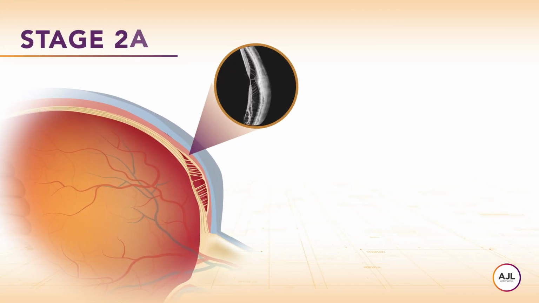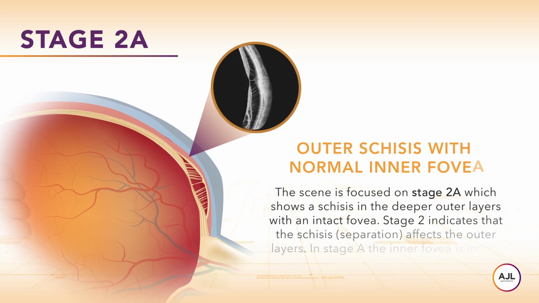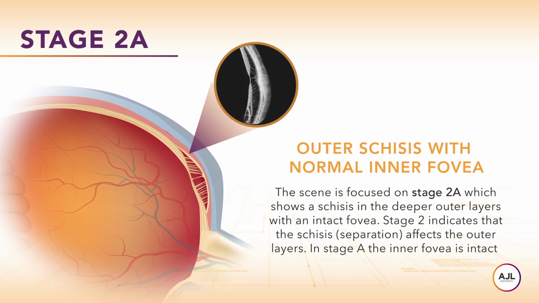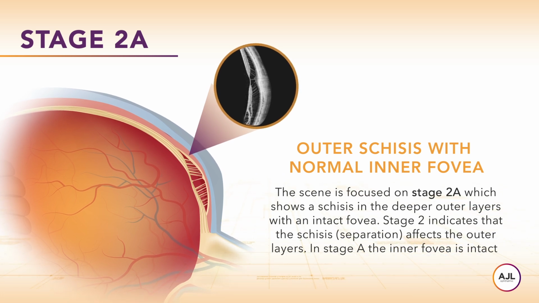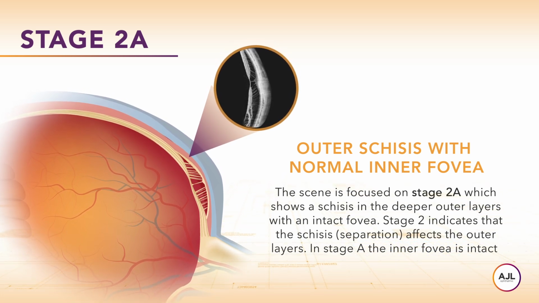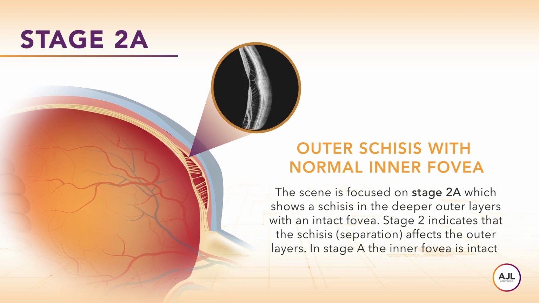The scene is focused on stage 2A, which shows a schisis in the deeper outer layers with an intact fovea. Stage 2 indicates that the schisis affects the outer layers. In stage A, the inner fovea is intact.